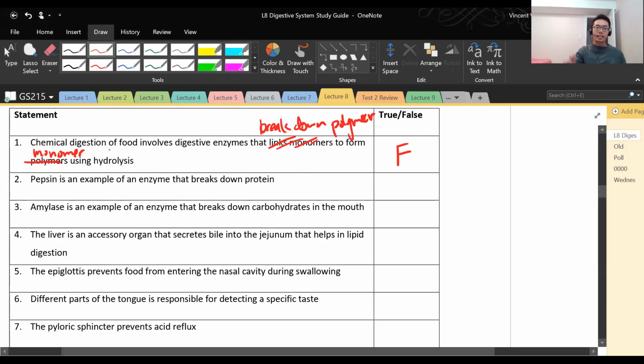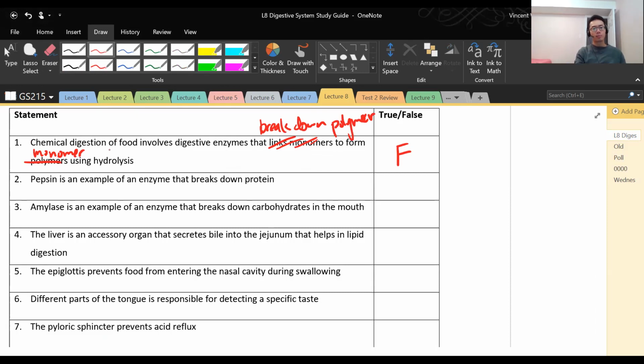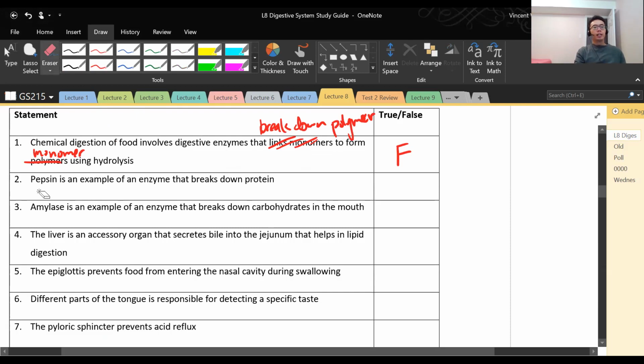Okay, using hydrolysis, you probably remember learning this last semester. Right? Hydrolysis is the addition of water to break a polymer. Okay, all these macromolecules that we digest, they are all examples of polymers, right? Pepsin is an example of an enzyme that breaks down protein. We know that is true. Right? We will first get pepsin from the chief cells in the pepsinogen, right? From chief cells in the stomach, and then we'll get more from the pancreatic juices.